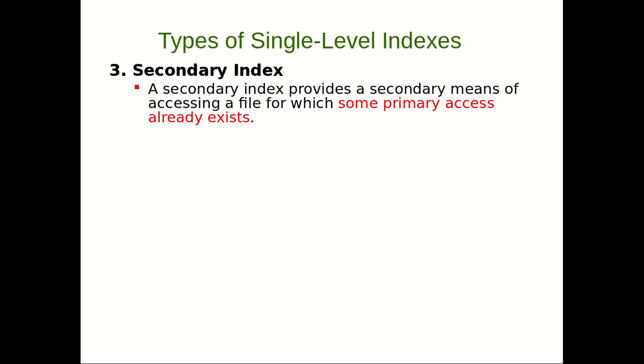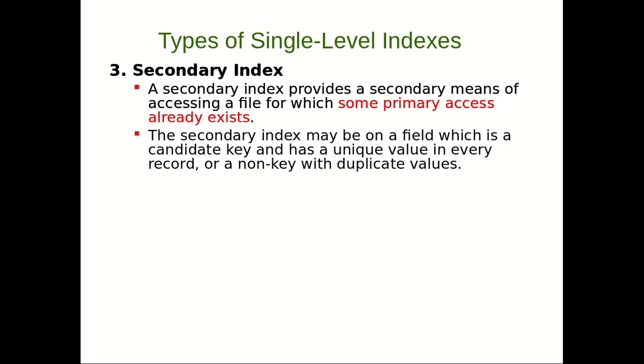A secondary index provides a secondary means of accessing a file for which some primary index already exists. That means you can search with the primary index using the index. With the secondary index, you can search using a second field, another key field. A secondary index may be on a field which is a candidate key and has a unique value in every record, or a non-key with duplicate values. It can be a candidate key or a non-key, no problem.